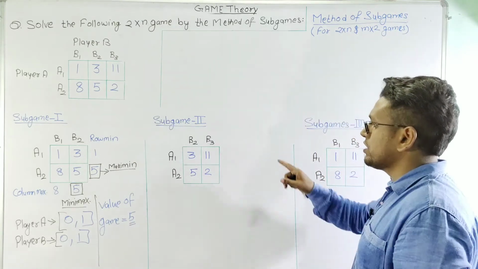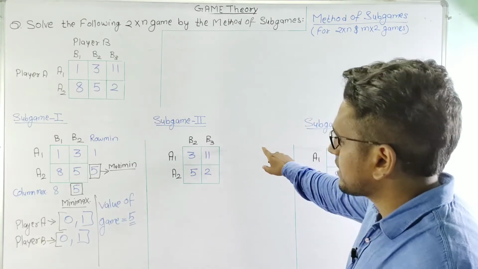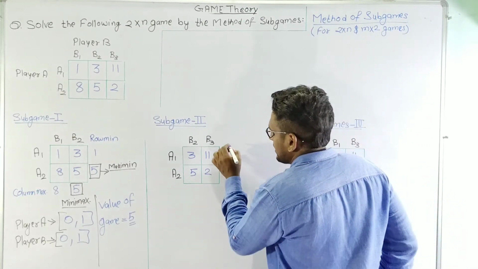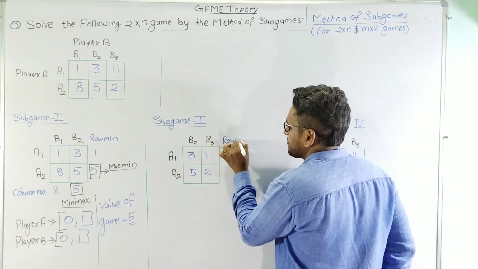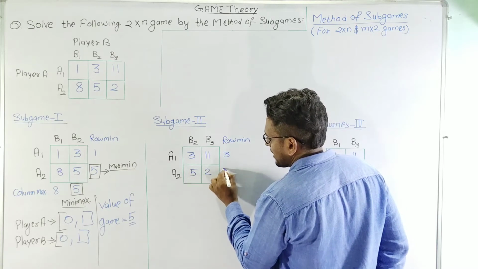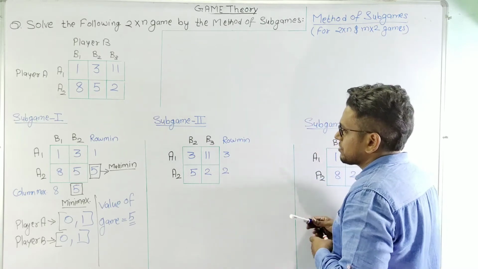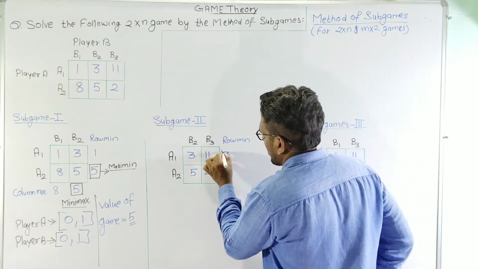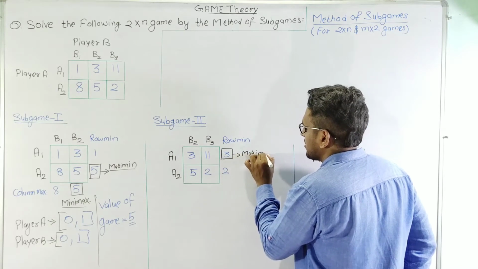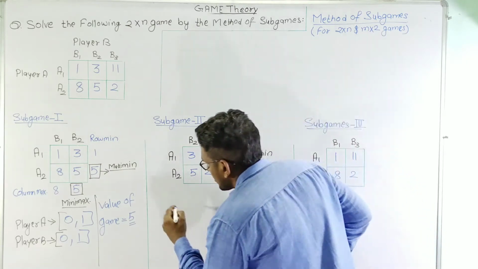Now let us move on to subgame 2, and here also first we will try to find if there is a saddle point or not, and to find that first we will calculate row min here. The minimum in each row is 3 and 2, and the maximum among these is 3. So 3 is the maximin value. Similarly, we will calculate the column max.